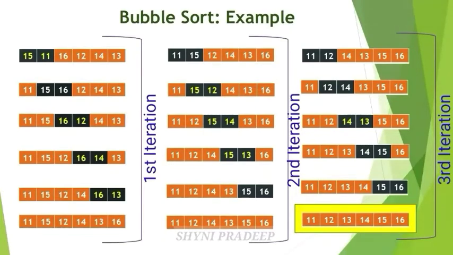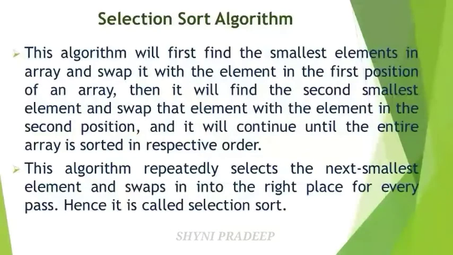Coming to the next sorting technique, the selection sort algorithm. The selection sort algorithm is a simple sorting algorithm. It provides better performance than the bubble sort algorithm, which means in bubble sort we have to swap the elements many times for one iteration, but here you have to make only one exchange for every iteration.